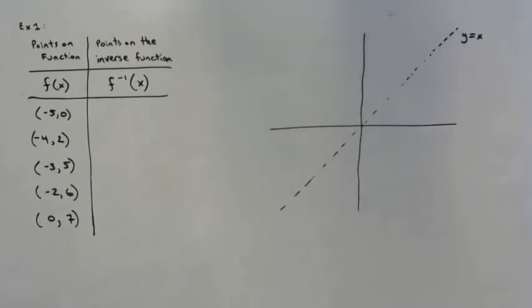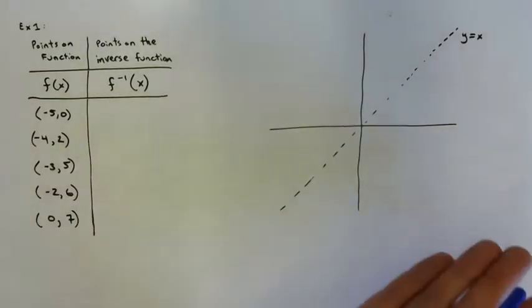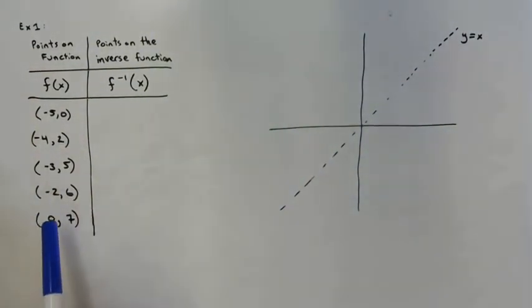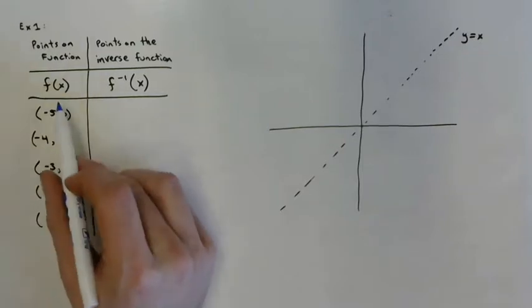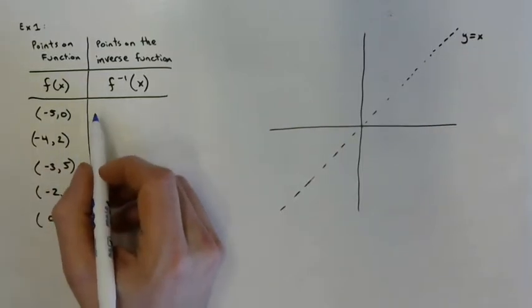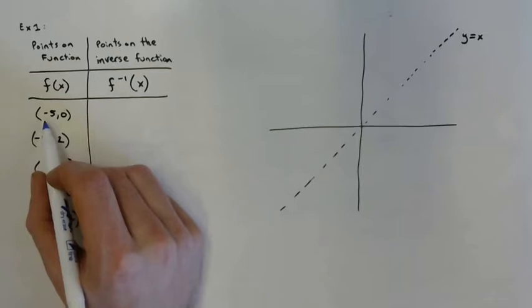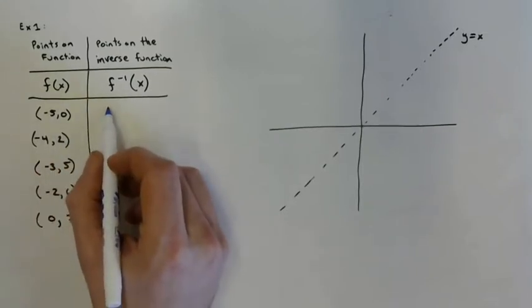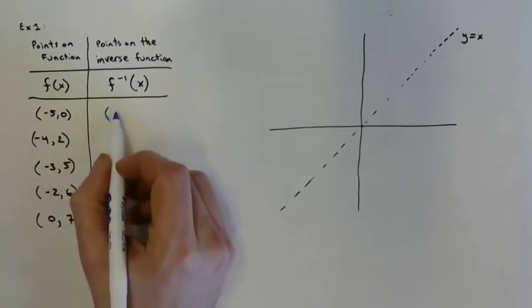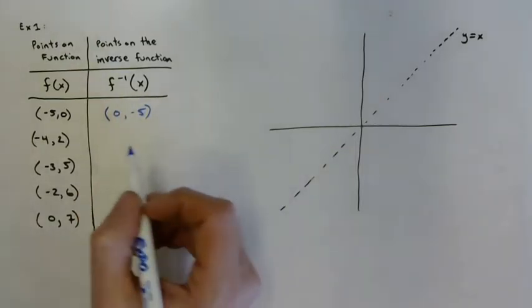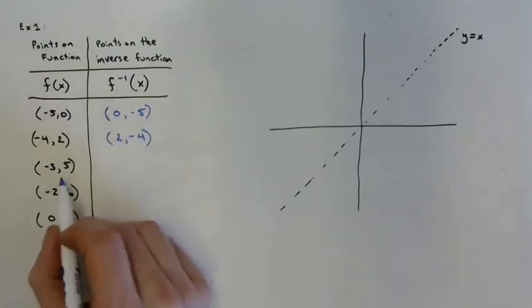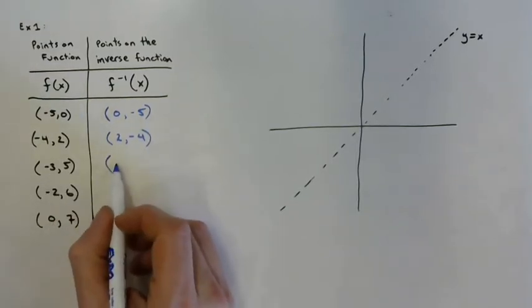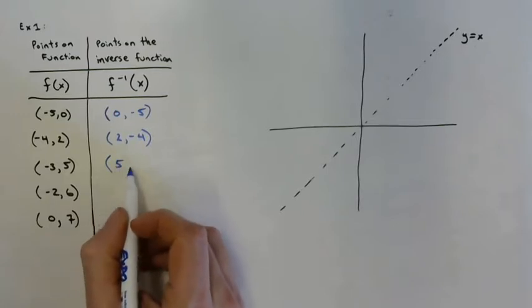So the point of this example is really just to see that reflecting something over y equals x is the same as changing the x and y coordinates within each point. So what we're going to do to get the inverse of f of x is just switch the x and y coordinates. Instead of being negative 5, 0, the inverse function would go through 0, negative 5. Instead of going through negative 4, 2, the inverse function goes through 2, negative 4. Instead of going through negative 3, 5, the inverse function goes through 5, negative 3.